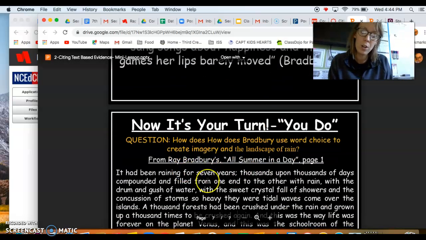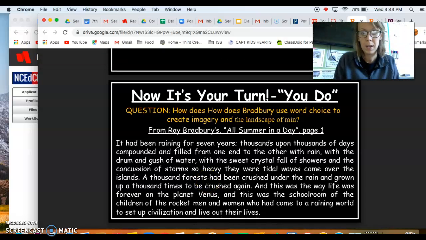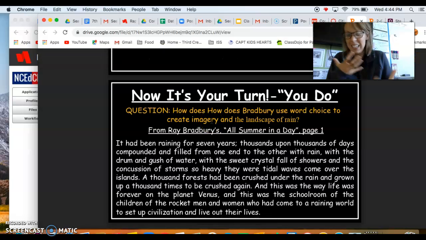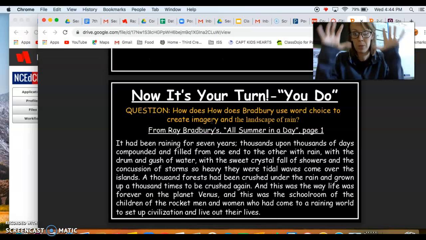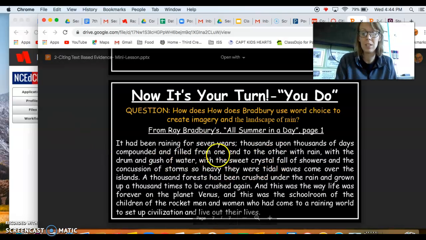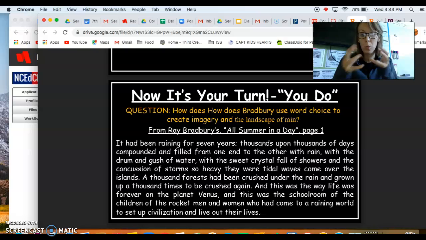You can do this one on your own. You have this on your paper. It's from page 1 of this story, and it's going to ask you how does Bradbury use word choices to create imagery, which is the scene and the landscape of rain. So think about the landscape of rain, and then how does the author use word choices to create those?